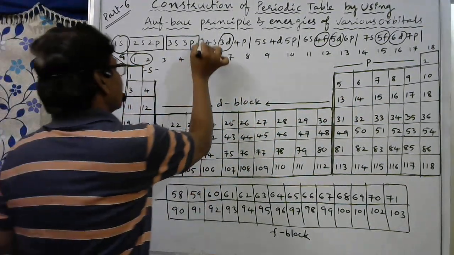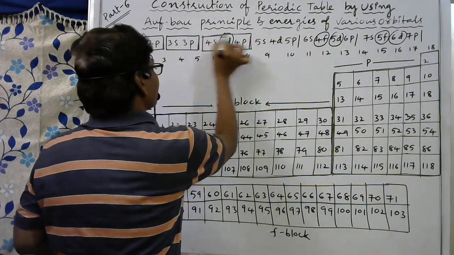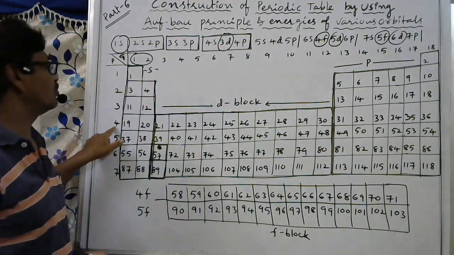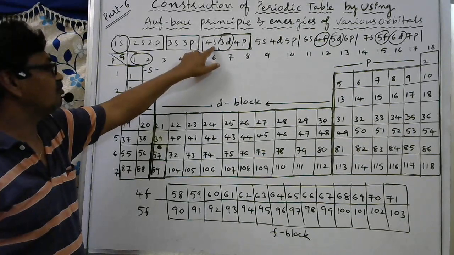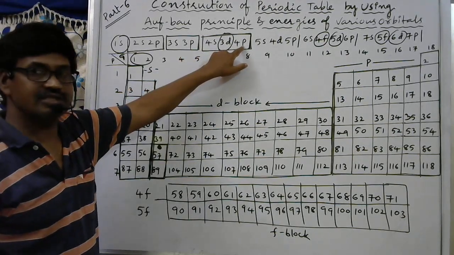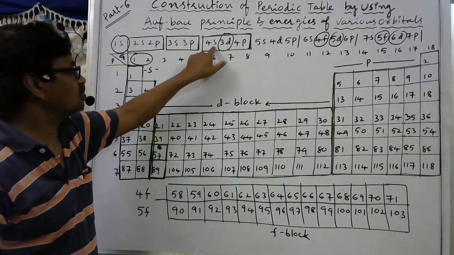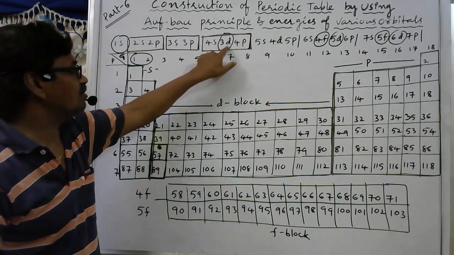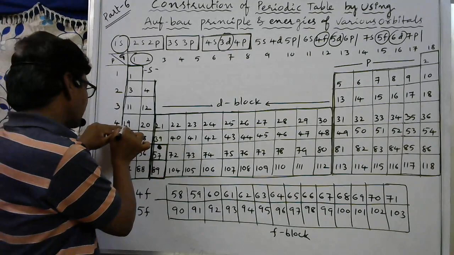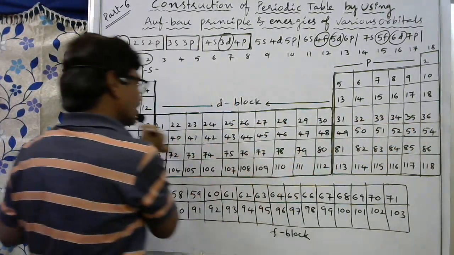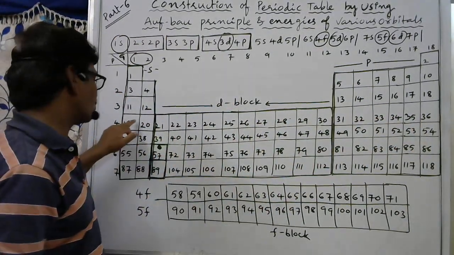Then the fourth period you can observe here. So here 19. How many elements? 4s2, 3d10, 4p6. 4s2, 3d10 means 2 plus 10, 12, plus 6, 18. If you count from here to here, you will get 18 elements. So this is the first long period.